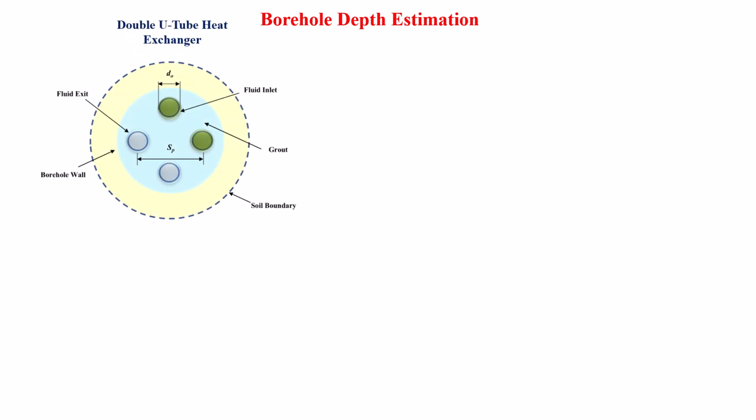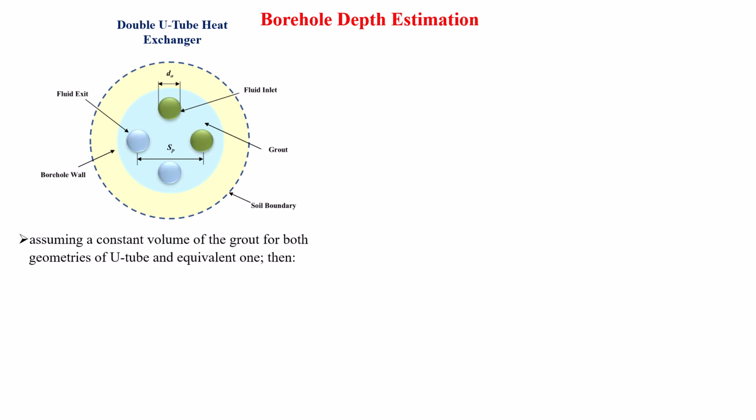To analyze the borehole with double U-tubes, let us consider that we have this arrangement of a double U-tube heat exchanger with design specifications S sub P, D naught, and D sub B for the borehole, and it is surrounded by the soil. So how can we deal with the double U-tube, model it and analyze it to get a final form of equation that we can use to predict its depth?